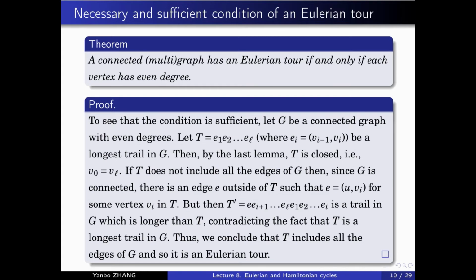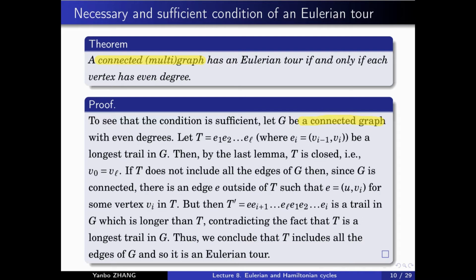For the sufficiency, let G be a connected graph with even degrees. Here we see that an Eulerian tour is an even graph, but an even graph may not have an Eulerian tour. Only connected even graphs have an Eulerian tour. You cannot go along the edges from one connected component to another connected component. So the definitions of Eulerian tour and Eulerian trio are for connected graphs.